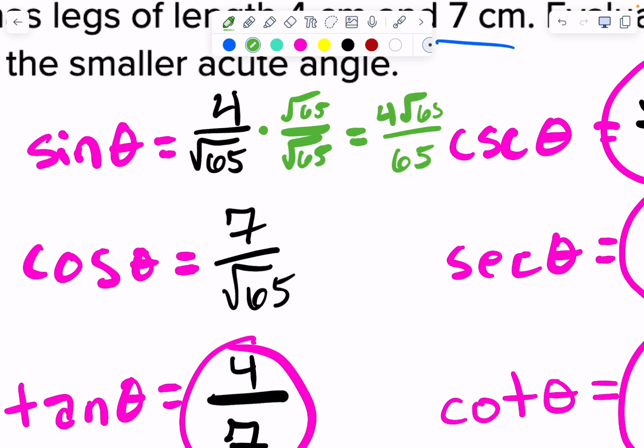4 square roots of 65. The only other thing I would have to do is if these two reduce, I would reduce those. Does 4 and 65 reduce? Nope. So there he is.